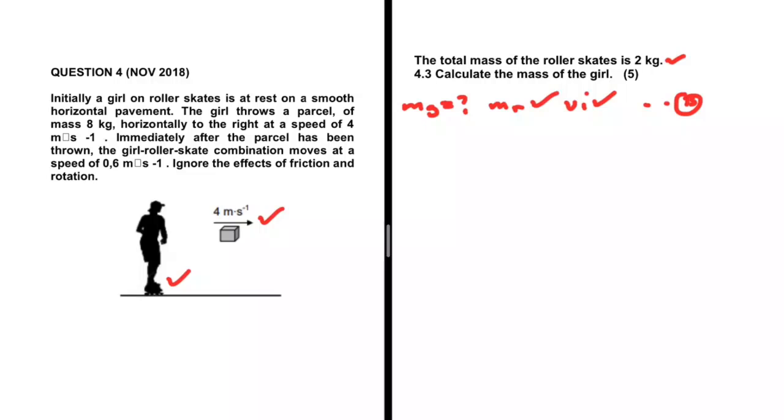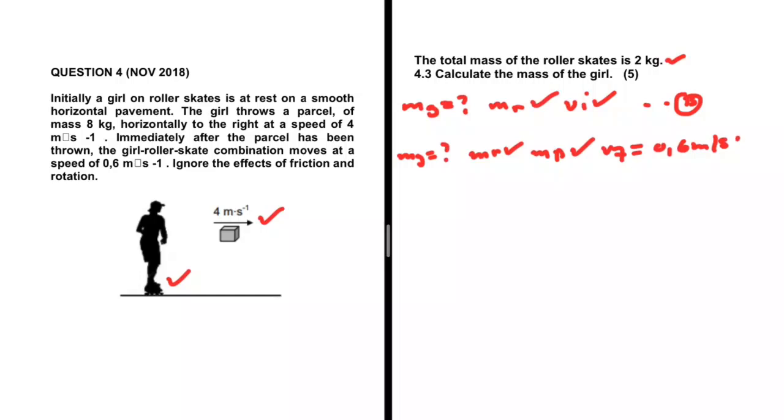So after the parcel is thrown, the mass of the girl is still unknown. We have the mass of the roller skate, obviously. We also have the mass of the parcel, right? It's 8 kgs. But now we have the final velocity of the girl and roller skates, which is equal to 0.6 meters per second to the left. We know that the roller skate girl combination will move to the left. That's our answer to 4.2.